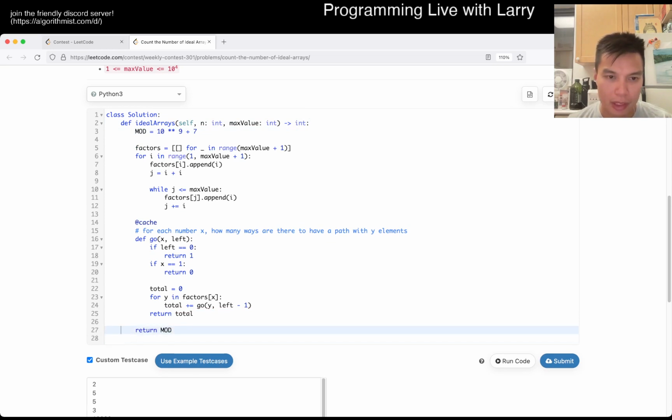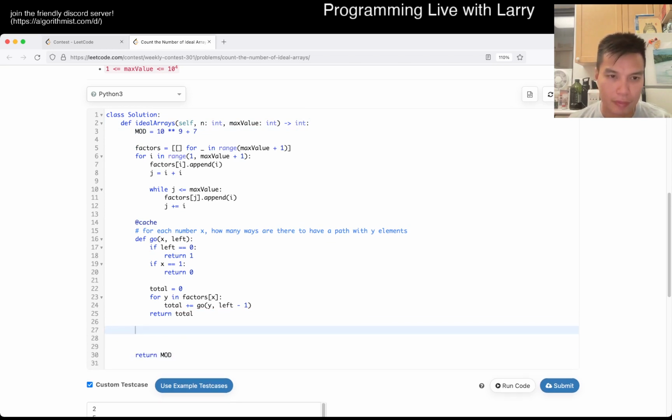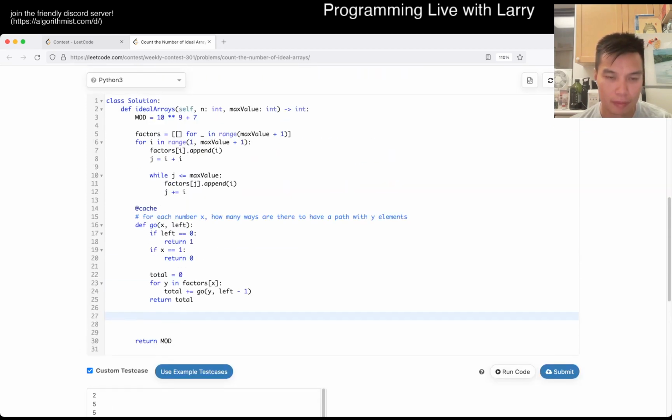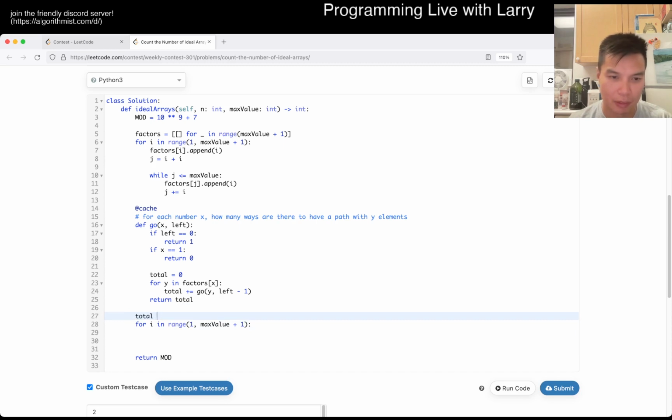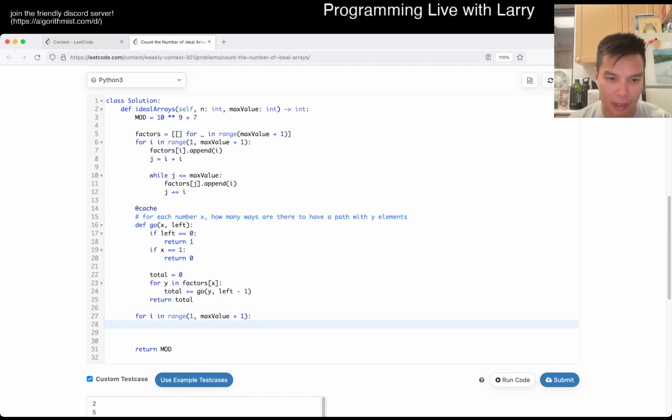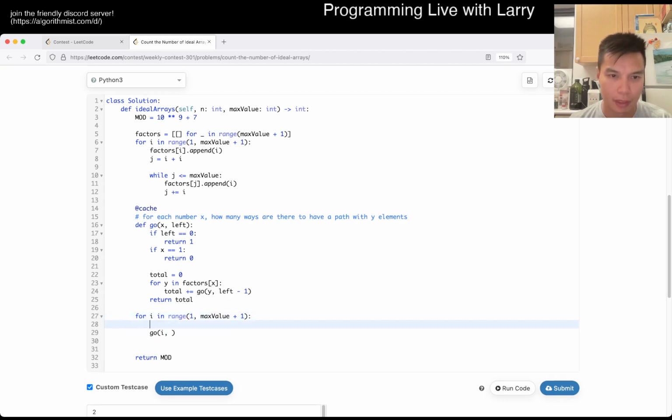Okay, and then now we do, so then it'll be 60 squared or something like this. Okay, so something like this. 1 to max value plus 1. Let's just have some fun to see what would work, or just to see if it's fast enough. So go of i, and then length of factors of i.